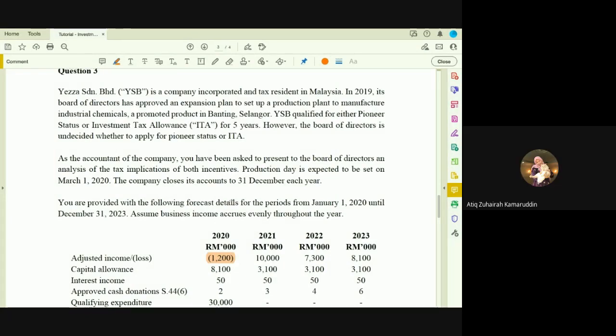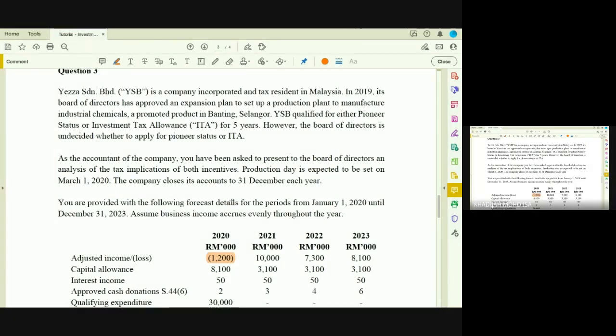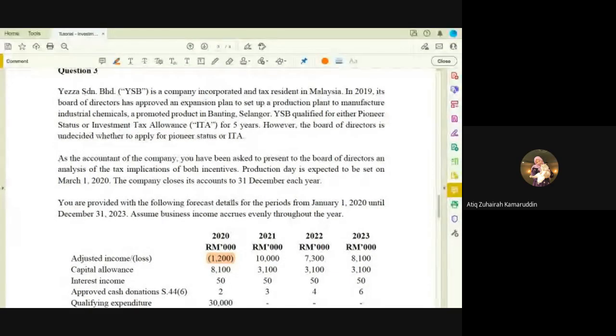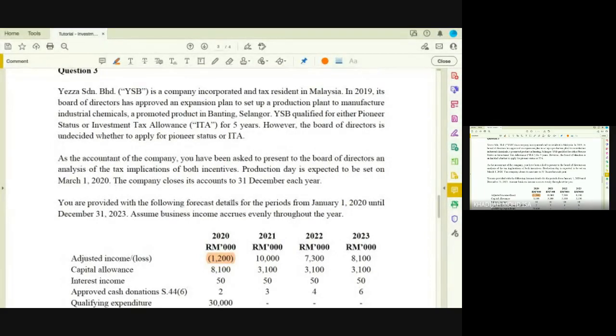Higher exempt income is better, because when you have high exempt income, you can declare exempt dividend, and that is good for the company. Number two is that you want to look at the chargeable income for the 5 years: the total chargeable income under pioneer status, and the total chargeable income under ITA. Which one is better, higher or lower chargeable income? Lower, because lower chargeable income means lower tax liability. So you have to compare this.